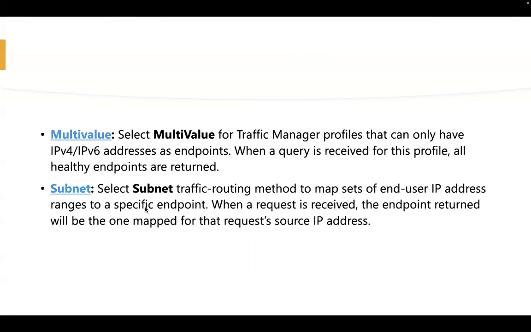And in the subnet, select the subnet traffic routing method to map sets of end user IP address ranges to a specific endpoint. When a request is received, the endpoint returned will be the one mapped for the request source IP address. So based on the end user IP address, it will be forwarded to one of the subnet endpoints.